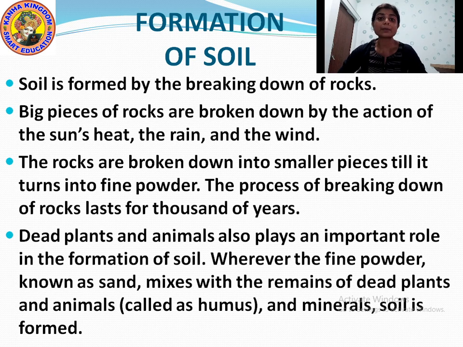Soil is formed by the breaking down of huge rocks of mountains. These huge rocks are broken down by the action of the sun's heat, wind and rain. These are the natural factors by which huge rocks are broken down into small pieces, and later on these rocks are formed into soil. The soil that you find is actually small pieces of rocks. So this is the process of how soil is formed.